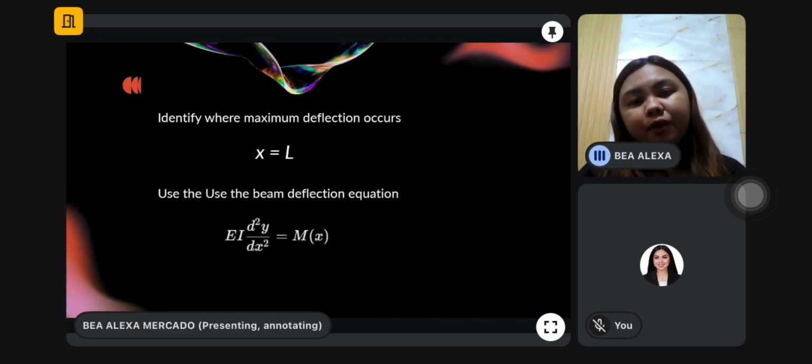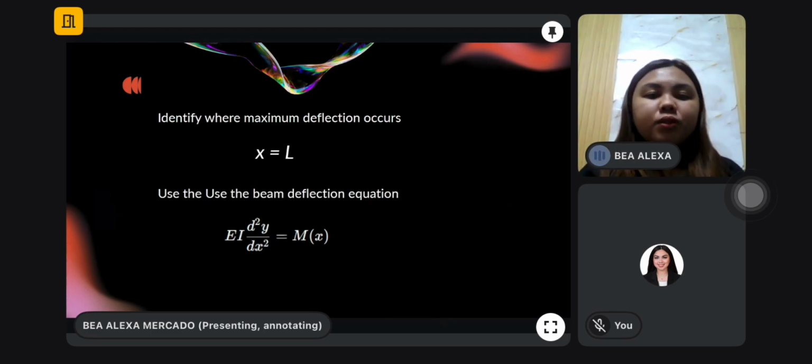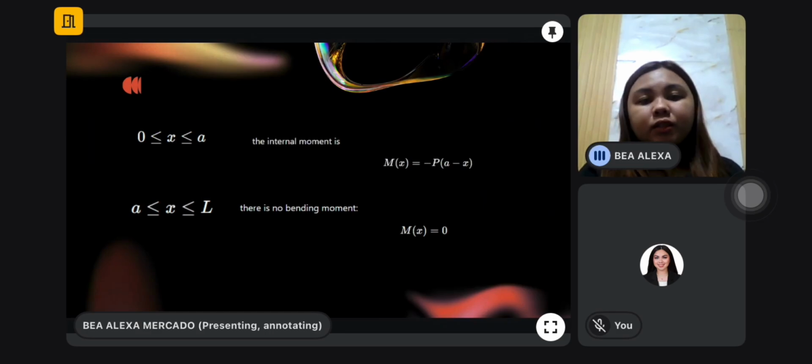For a cantilever beam, the maximum displacement always occurs at the free end C, so we need to determine the deflection at x equals L. Using the elastic curve equation, EI d squared y over dx squared equals M of x. Since the load is located at x equals a, the bending moment is only nonzero between 0 and a.